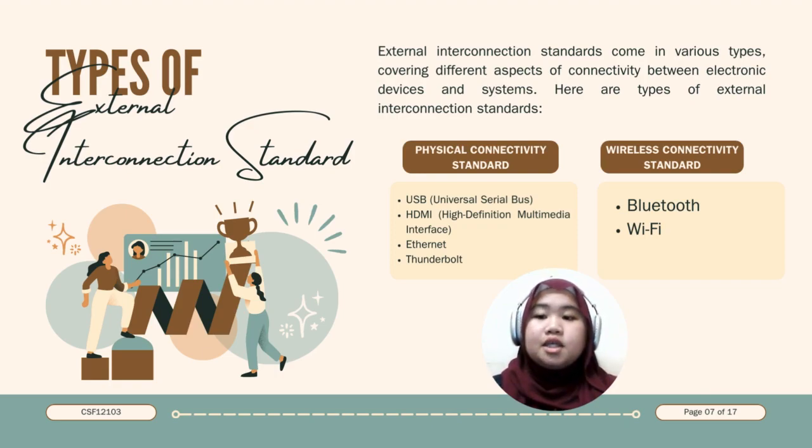External interconnection standards come in various types, covering different aspects of connectivity between electronic devices and systems. Here are some common types of external interconnection standards. The first is physical connectivity standards, which are USB, Universal Serial Bus, HDMI, High Definition Multimedia Interface, Ethernet, and Thunderbolt. And the last one is wireless connectivity. There are Bluetooth and also Wi-Fi.